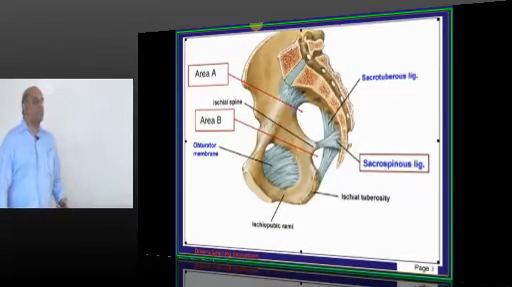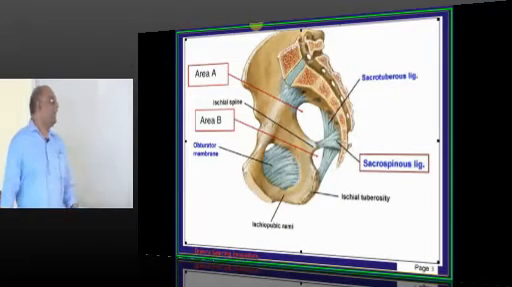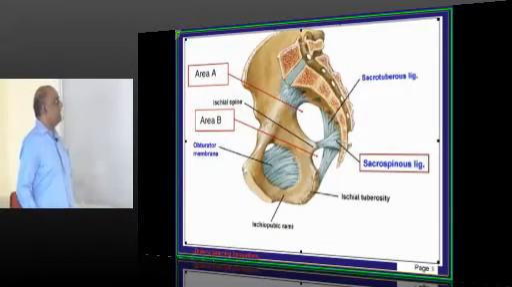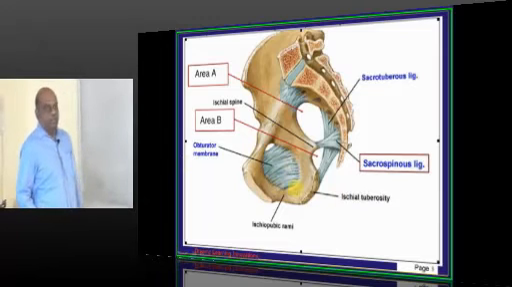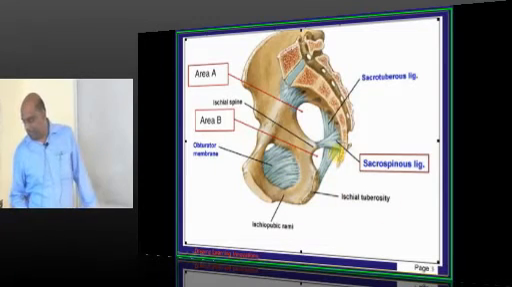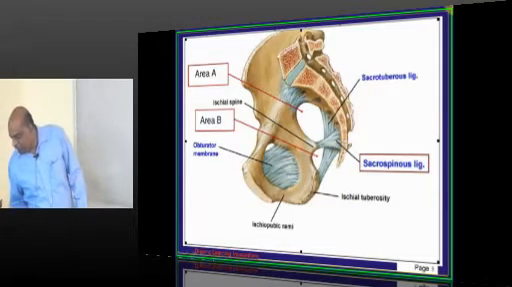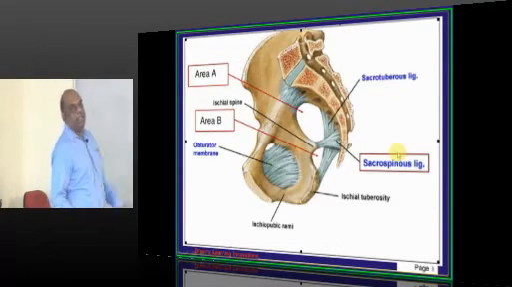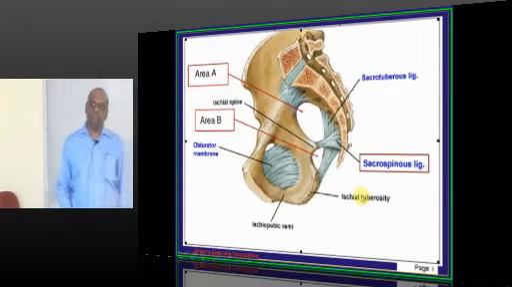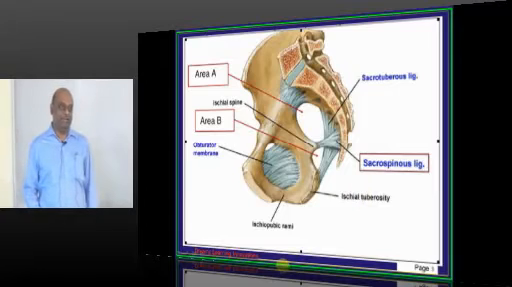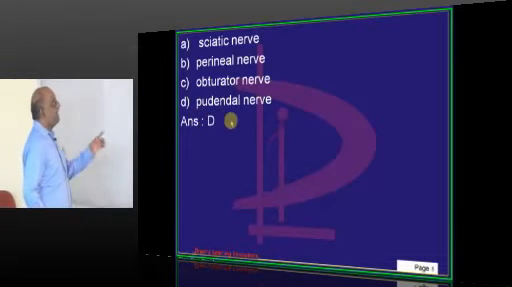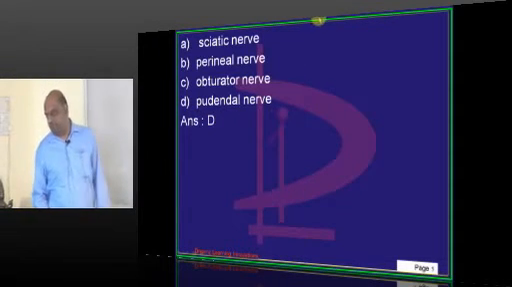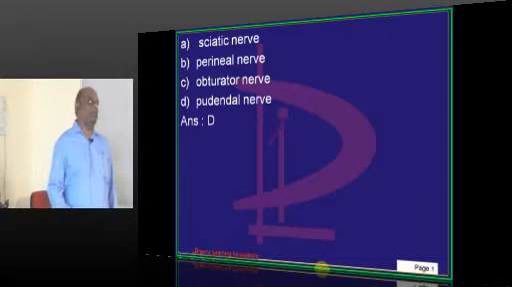Which structure passes through that labeled area, which is labeled as area B? So what is this labeled area? Very good. Area B is the lesser sciatic foramen. Through the lesser sciatic foramen, the pudendal nerve is the one which will be passing.